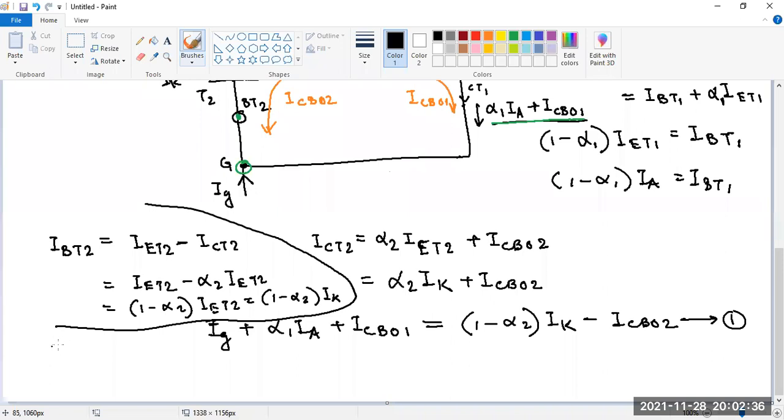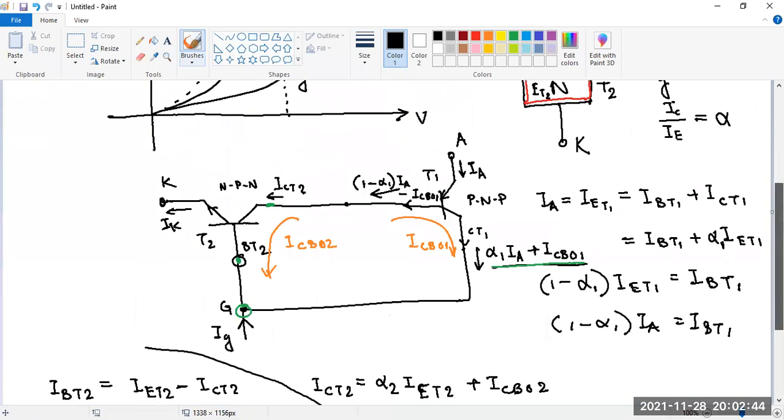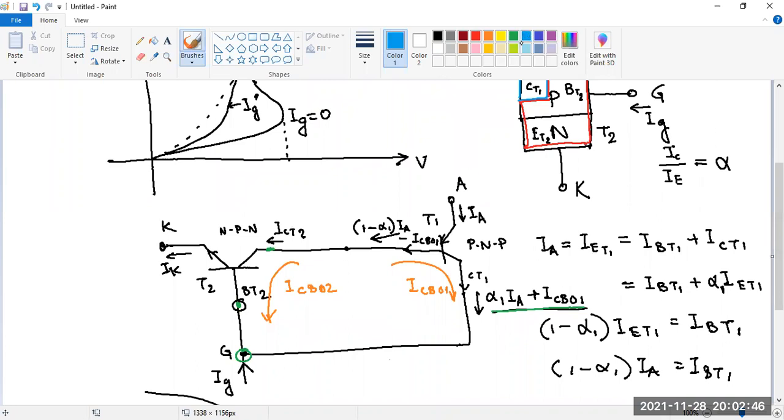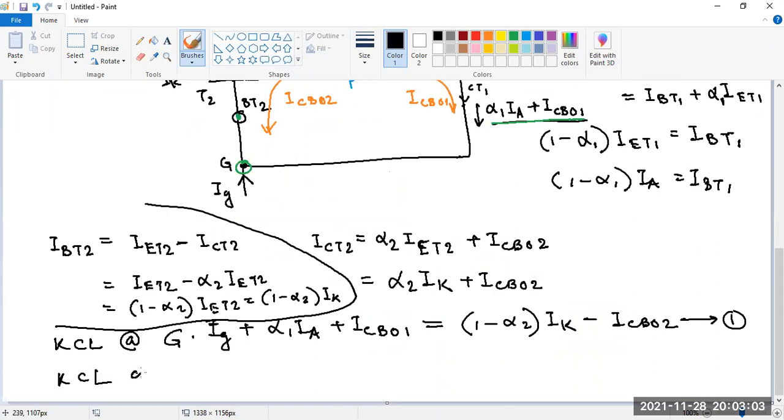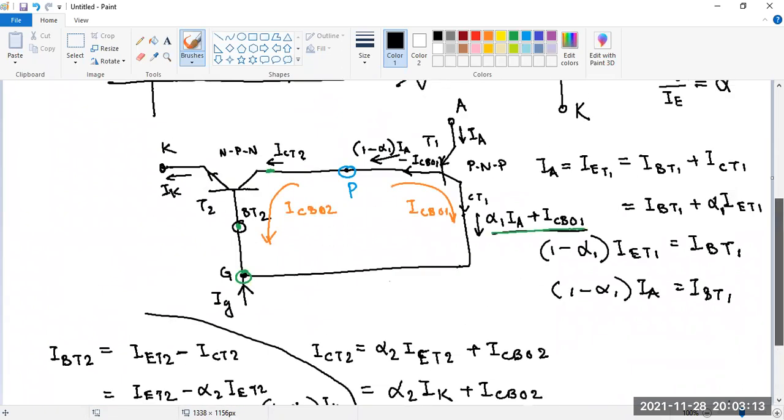Here we are applying KCL at the gate point G. And one more KCL we will get if we apply it over here. Suppose this point is P. If we apply KCL at P, what will I get?